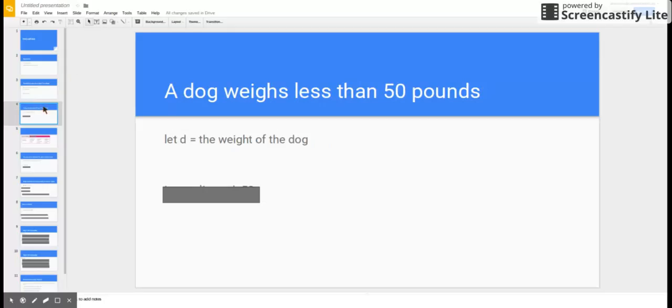A dog weighs less than 50 pounds. We're going to let D equal the weight of the dog. And if it's less than 50 pounds, you're just going to put the less than symbol. D is less than 50.